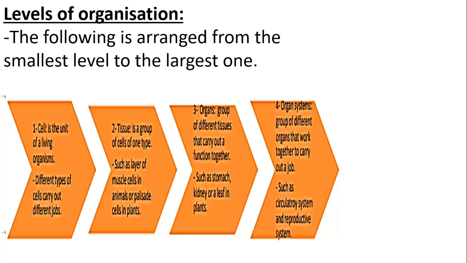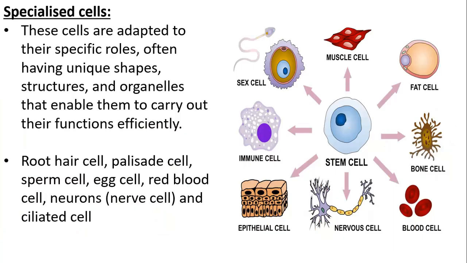It's carried out by different organs, but all those organs serve the same purpose, which is digestion. And then finally, when you have different organ systems, now you have a multicellular organism. So, as we said before, different cells are adapted to their specific roles or functions.